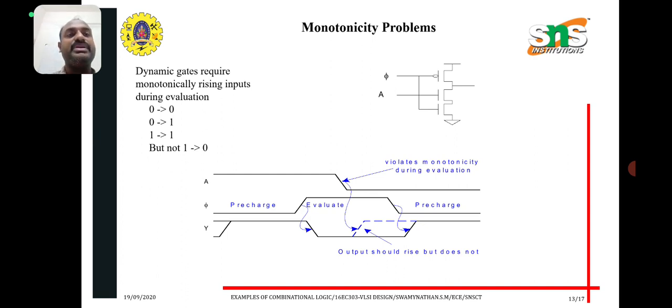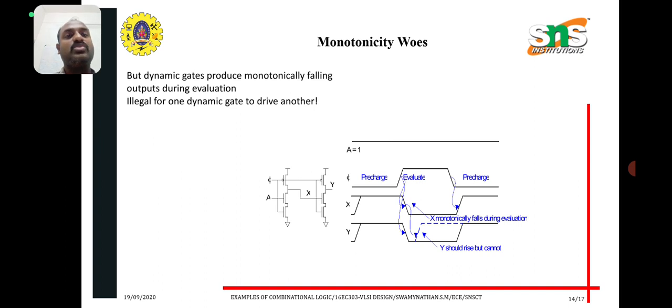First look at the timing diagram. A is the input and again it violates. Look at this diagram. Pi is the clock signal: pre-charging, evaluation and pre-charging. Y is the output. Normally Y in the evaluation phase is a high signal. But on the other output side it must increase, but it is not increased, it is decreased. So the problem that occurs is called monotonicity. We face this monotonicity problem when we are using dynamic logic.